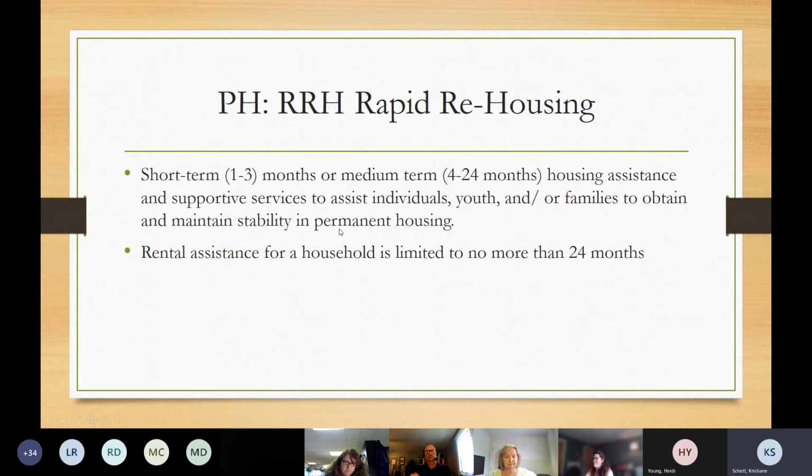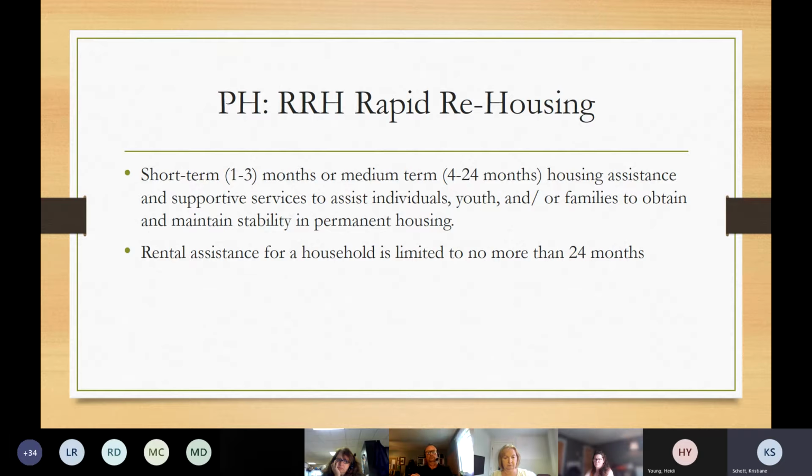Rapid rehousing provides short-term, which is 1 to 3 months, or medium-term, 4 to 24 months, rental assistance and supportive services to program participants in housing that is intended to be permanent, meaning that the program participant stays in the unit even after CoC program rental assistance ends.